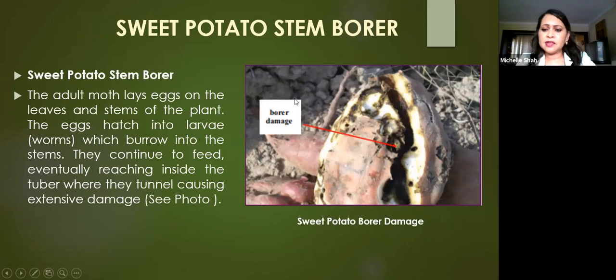The sweet potato stem borer: the damage it causes is shown in this picture. The adult moth lays eggs on the leaves and stems of the plant. The eggs hatch into larvae or worms and they burrow into the stems. They continue to feed, eventually reaching inside the tuber where they tunnel, causing extensive damage. So in this case, the infestation begins in the leaves and the stems of the plant.